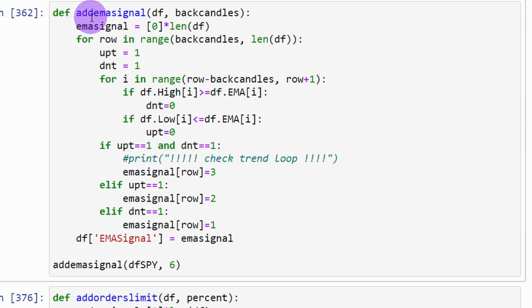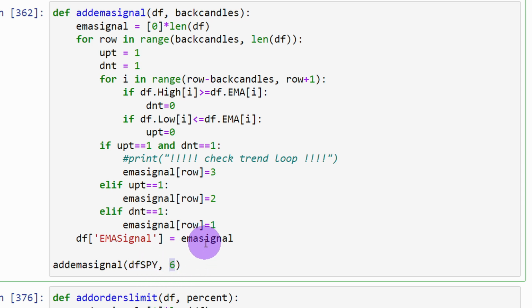Then I'm using a function that we have described in previous videos. This is the add moving average signal function. It takes a data frame and the number of candles to consider, and this is where the moving average signal is computed, meaning if we have a certain number of back candles above or below the moving average curve, in which case we are deciding if it's an uptrend or a downtrend. And I'm calling this function using my data frame, the fspy, and the number of back candles is equal to 6.